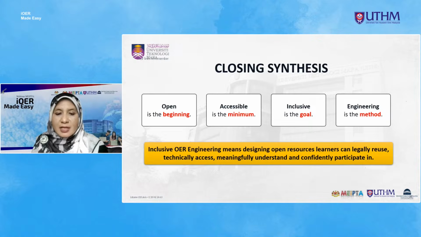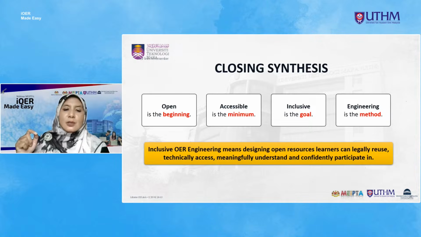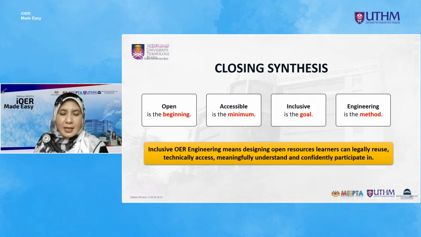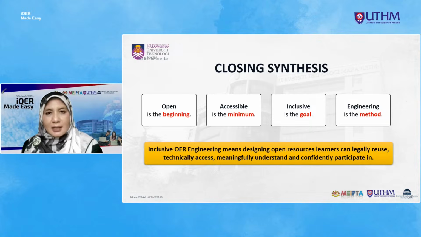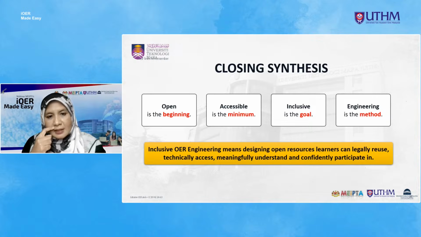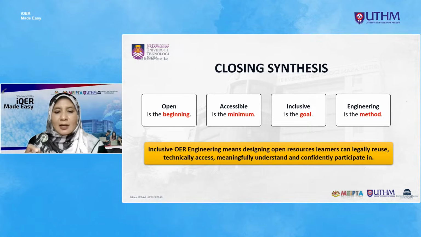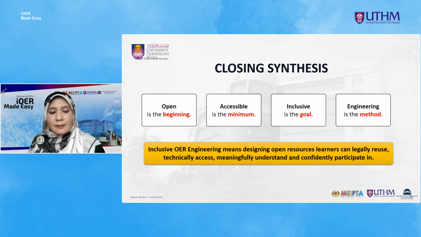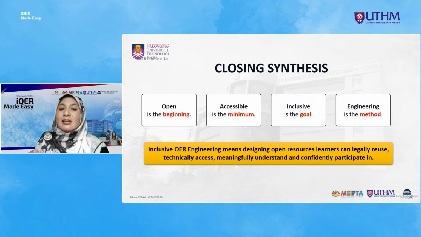And engineering is the method. This means that we need a systematic process to analyze, design, develop, test, release, and improve. So that's why, back to our topic, inclusive iOER engineering means designing open resources that learners can legally reuse, technically access, meaningfully understand, and confidently participate in.